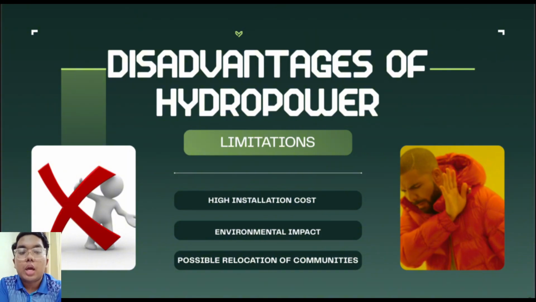Next is the disadvantage of the hydropower, limitation. High installation cost, environmental impact, possible relocation of the communities.